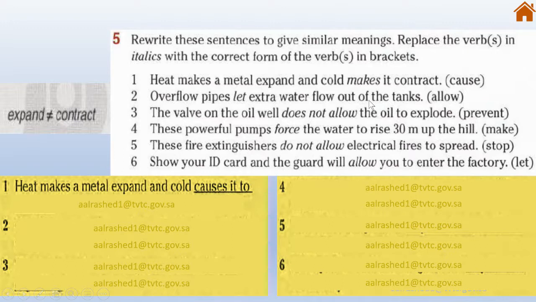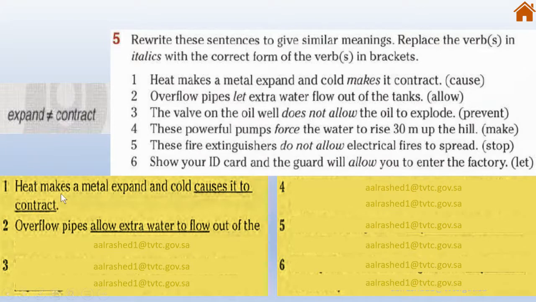Okay, let's see "allow". We need to change "let" with "allow". Again, you need to put "to". We replace it with "allow" and add "to" in this sentence. Let's see the answer. Overflow pipes allow extra water to flow. So this is the verb. Before the verb, we need to add the preposition. Flow is used with liquids. It means to move out, to go out.